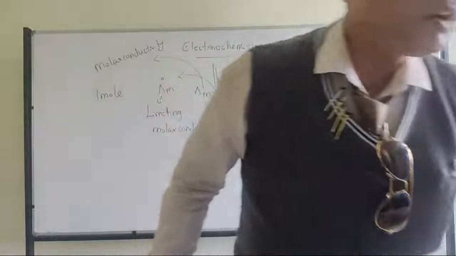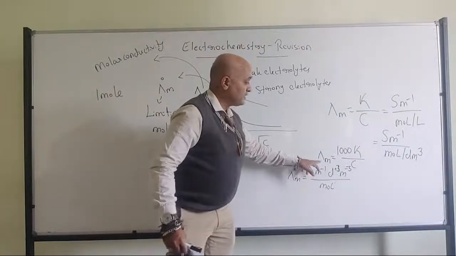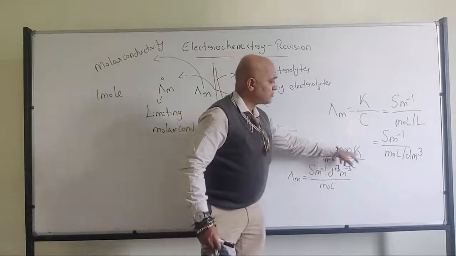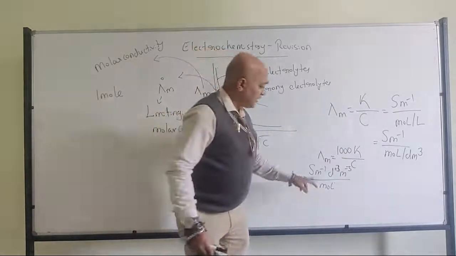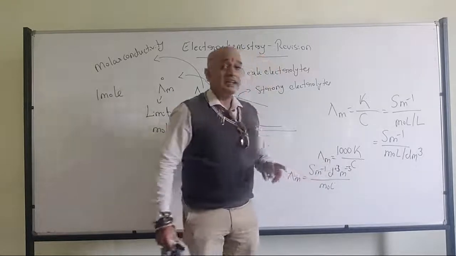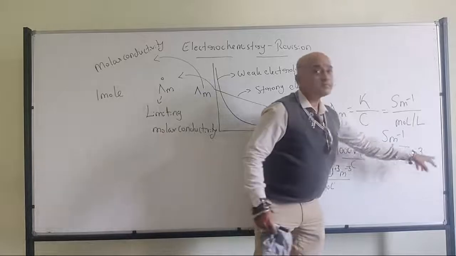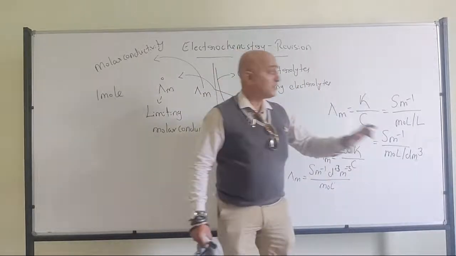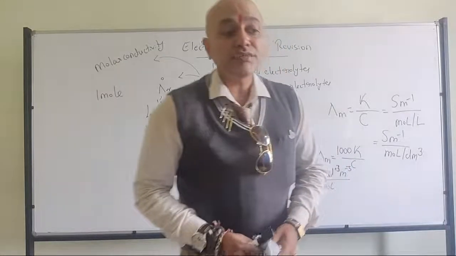While solving some of the problems, we will come across this equation, where lambda m is equal to 1000 into kappa divided by C. That means whenever they are expressing 1000, they are going with concentration with respect to moles per decimeter cube. They are not going with moles per liter. So that's how the conversion will happen.